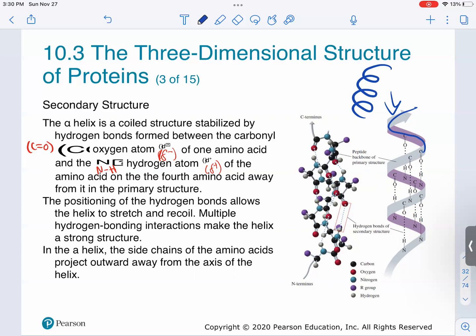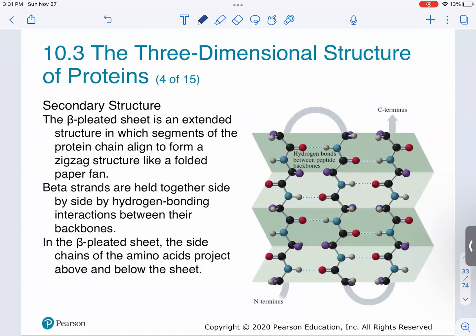So the positioning of those bonds is what allows the helix to stretch and recoil. The side chains are what's going to be projected outward. The side chains are coming off, projecting outward. They're not going into that core. Those side chains are going out, away from the axis of the helix. And you think of that because that's going to have a lot to do with the interactions that happen because of those secondary structures.